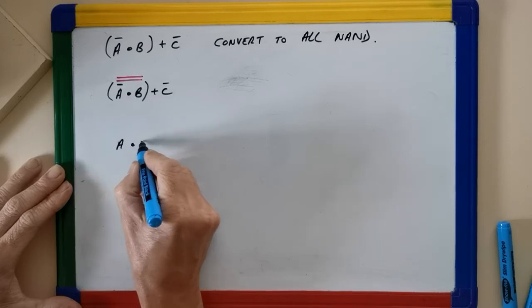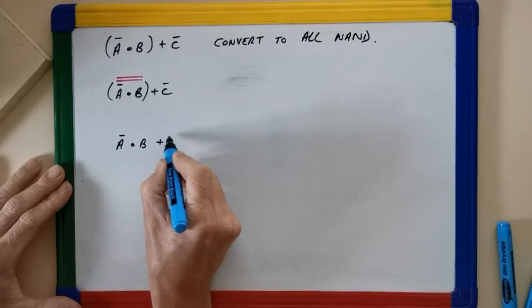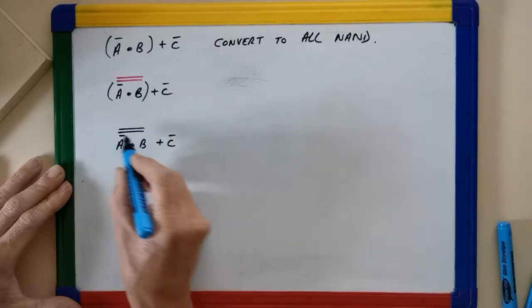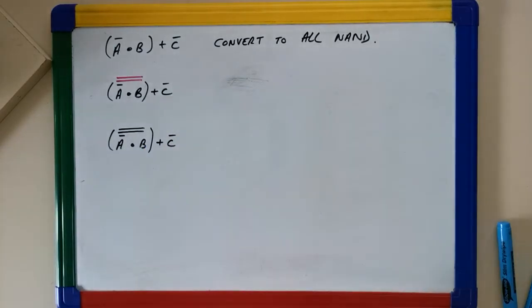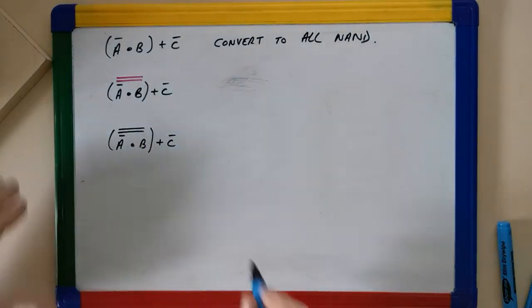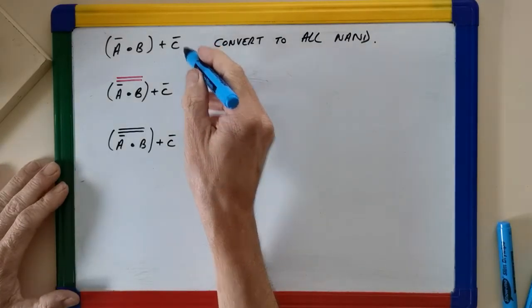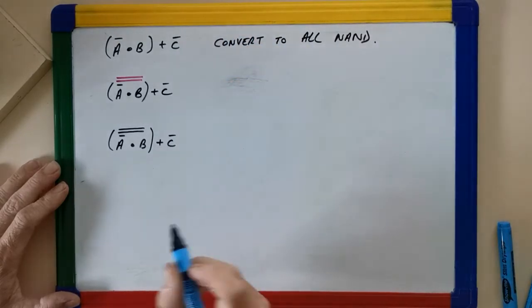I'll write it out again then, because we want to show each individual move. So don't be taking 3 or 4 steps in one go and going straight from the original Boolean expression to an answer. We need to see your working out, so we need to see each step.